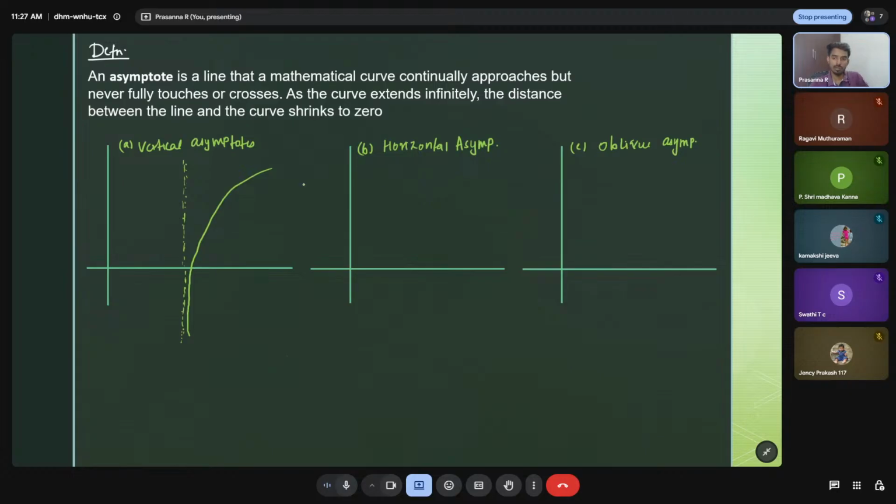Example of vertical asymptote. Horizontal asymptote, let us say this is for horizontal asymptote. In that case, the curve will be like this, right? This is a horizontal asymptote. We're going to find all the equations also, the equation of this line. Oblique means if it is not vertical or horizontal, it has some line y is equal to mx plus c, and this is an asymptote, right?